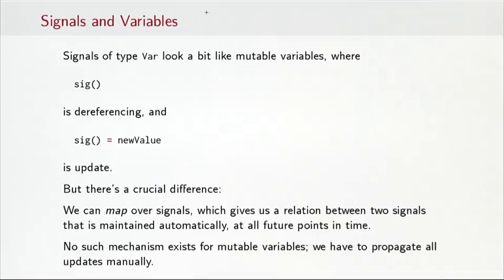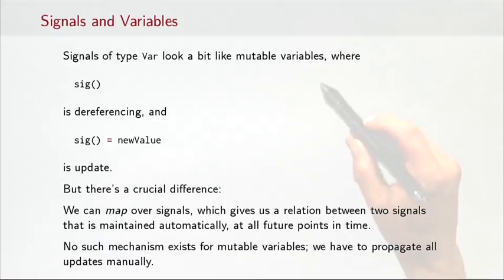You probably noticed that signals of type Var look a bit like mutable variables, where sig() is dereferencing, reading the variable, and sig() = newValue is writing the variable, or update. But there's a crucial difference. We can map over signals, which gives us a relation between two signals that's maintained automatically at all future points in time. Whereas for variables, no such mechanism exists. We have to update all variables manually whenever some dependent variable changes.